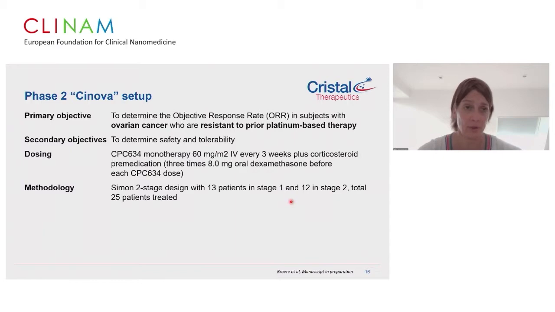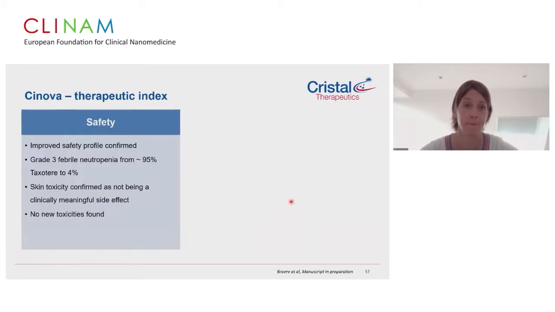Then last, the phase 2 study, which, as formally discussed, evaluates an objective response rate, in this case in ovarian cancer patients, advanced metastatic disease, I should say. This is in a 2-step approach where in total 25 patients were treated. And then clearly it's all about the therapeutic index: what is happening on the safety side and then balancing that with the efficacy side.